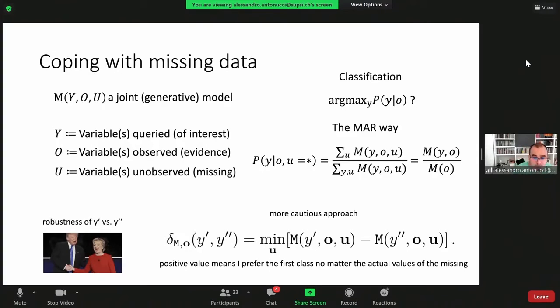But if you don't know that MAR is a reliable assumption for your missing data, you can consider a more cautious approach. The delta function I'm defining, just the name we give, is a kind of robustness descriptor of how the first class is dominating the second one. We consider the difference between the probabilities for all the possible values of the U variables, and we take the minimum. So it's a measure of how strong this dominance is.